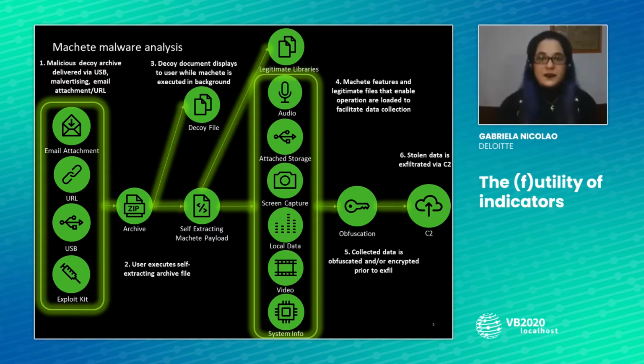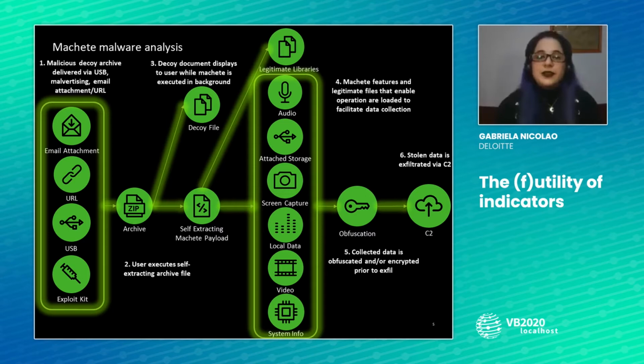So first, the initial vector. They use exploit kits, emails with either an attachment or a URL. Some versions have the capability to spread via USB drives, and they also use web injects. But from all those vectors, the emails are the preferred method to distribute the malware.